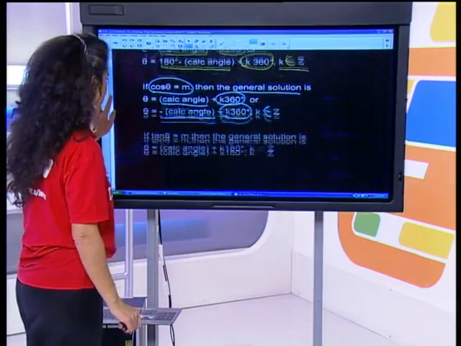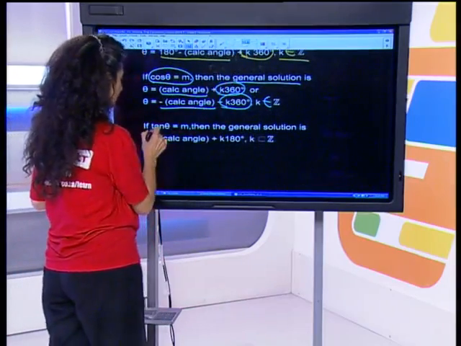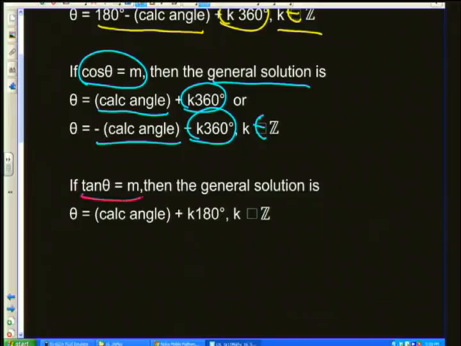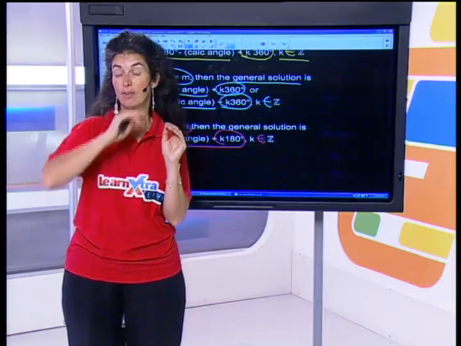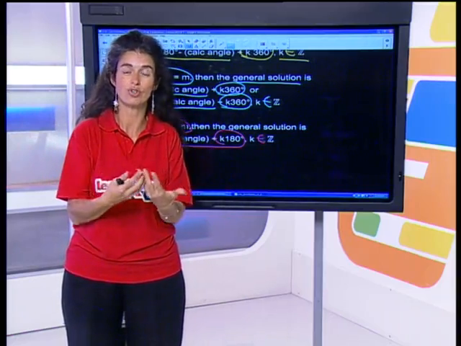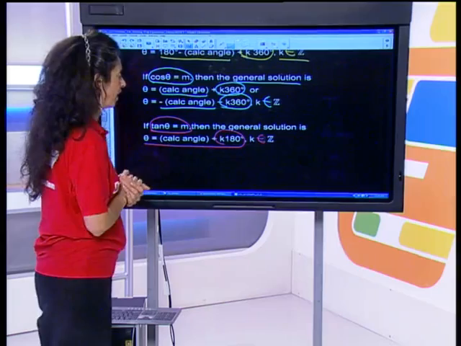Let's see what happens with tan. If tan theta is equal to m, then the general solution will be the calculator angle plus 180k, where k is an element of the integers. In this case, remember that the tan function doesn't require 360 degrees to repeat itself. It repeats itself every 180 degrees. So the general solution that arises from the tan function is periodic over 180, and we've only got one formula. That's really nice, because it's whatever calculator angle that you get.